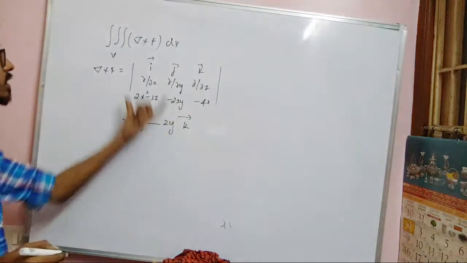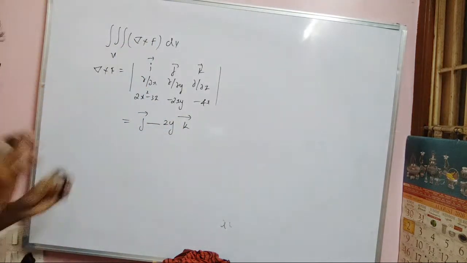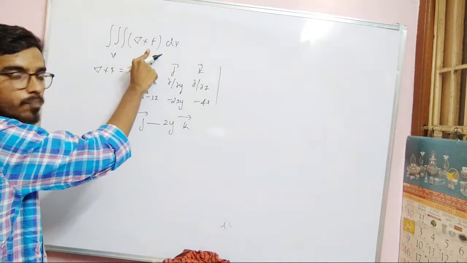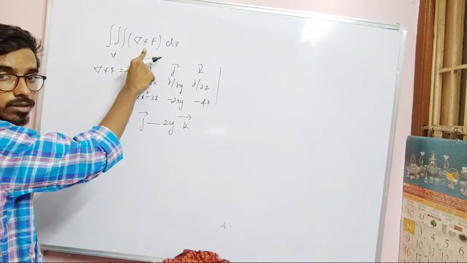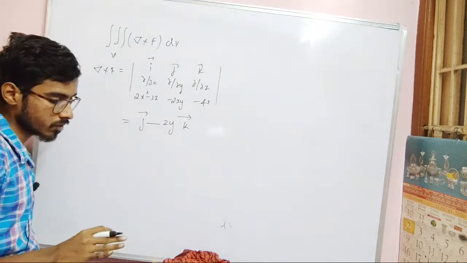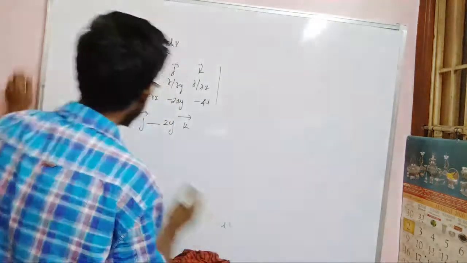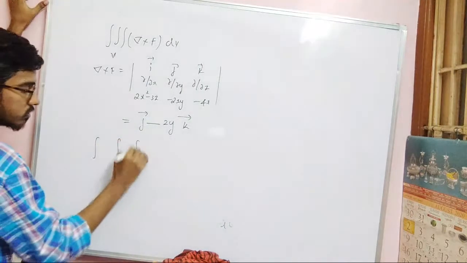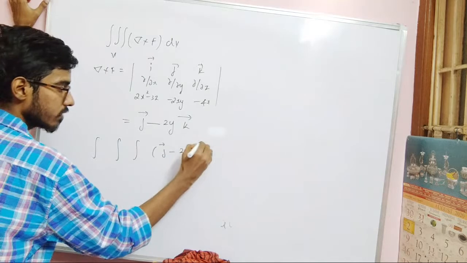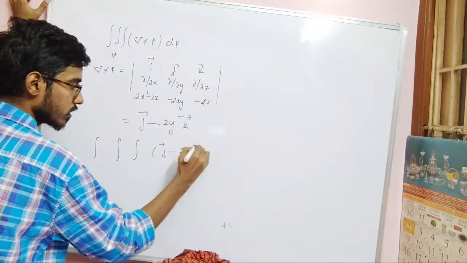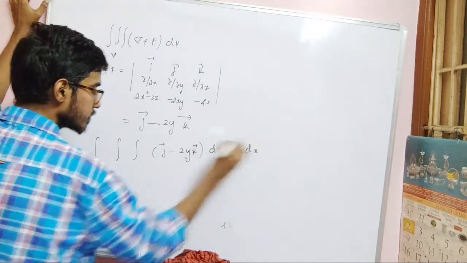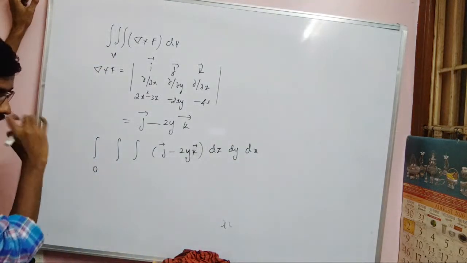Now you take this as del cross f and then you apply the same procedure which we did. In the previous divergence we had del dot f as 2x. Here we are going to have j vector minus 2y k vector, integrated dz dy dx. The limits are the same, right? So what are the limits we have found?